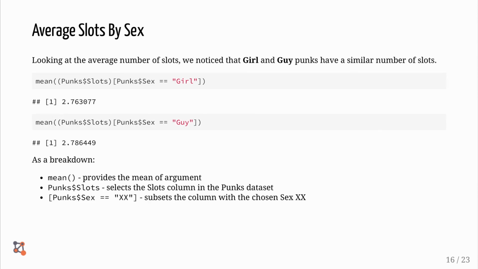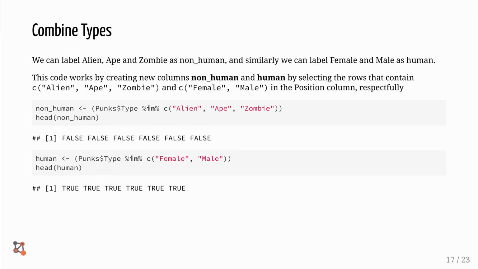Now let's have a look at the average slots by sex. Looking at the average number of slots, we can see that girl and guy punks have a similar number of slots. Just to break it down, the mean command provides the mean of the argument. punks$slots selects the slots column in the punks dataset, and the final section subsets the column with the chosen sex.